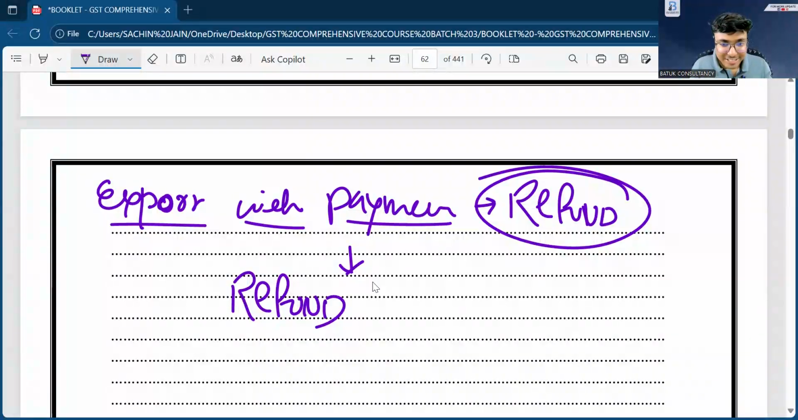Suresh sir, about that GTA topic, 12% or exempted, what will we do? We'll take it in our next session, because I just need to include something more related to GTA.